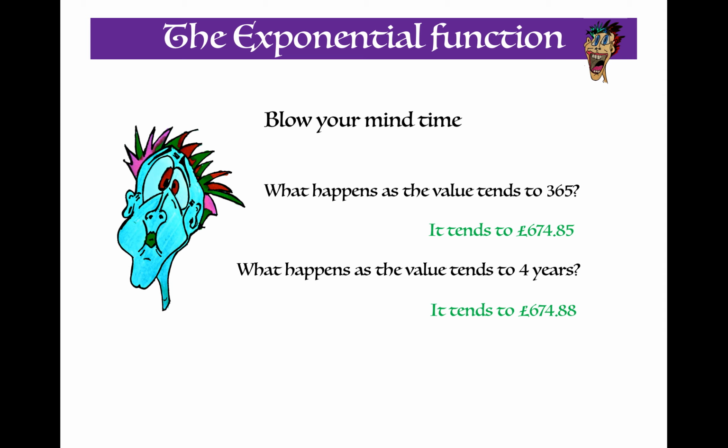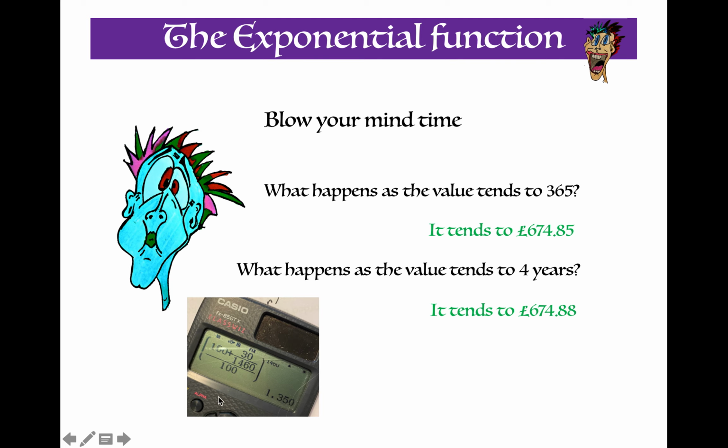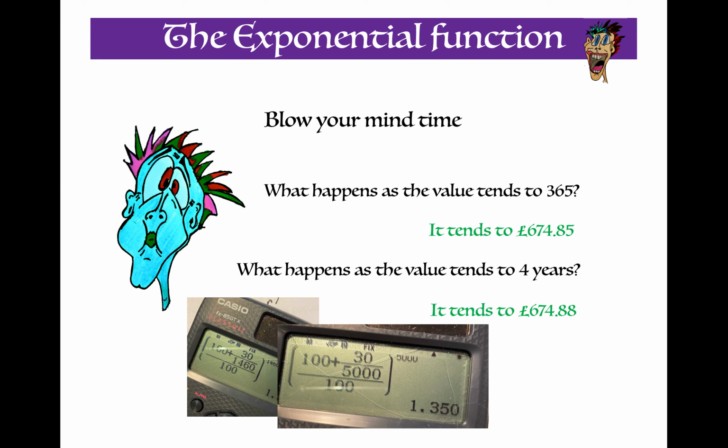So let's now consider what it looks like here. Get rid of the principal amount, and let's just consider this value here. If I got rid of the principal amount, I notice that the multiplying here is 1.350. That's after 1,460 days. What happens after 5,000 days? Well, the same value. It's that same value.